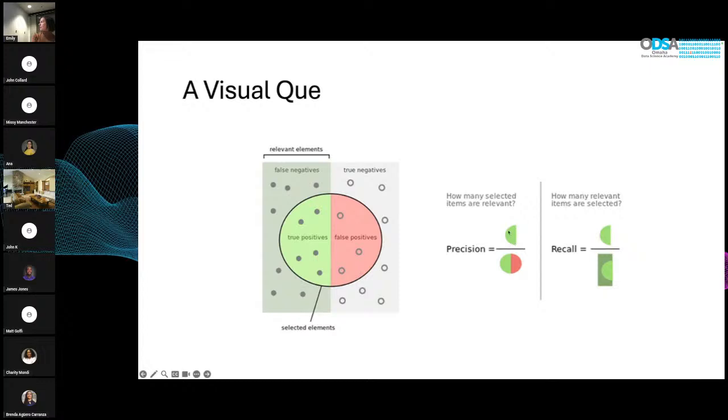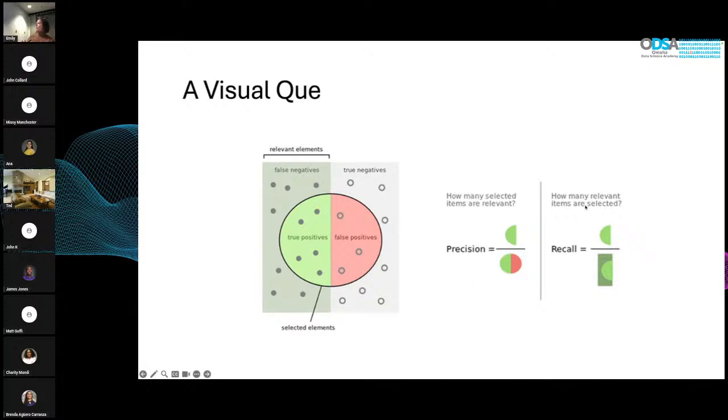So the green slice divided by the green slice plus the red slice. We are not looking outside the circle. We are not looking at things that we predicted 0. We're only looking at things that we predicted as 1, our selected elements in this case.